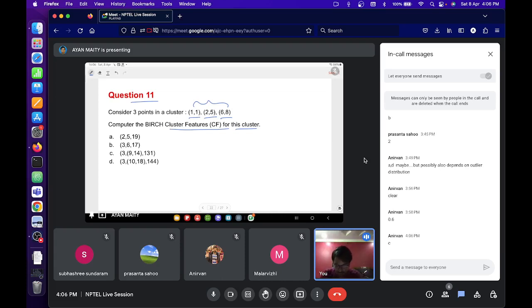Anirban says C is 3, 9, 14 as a vector and 131. Okay. Anyone else? Any other answers in the chat?